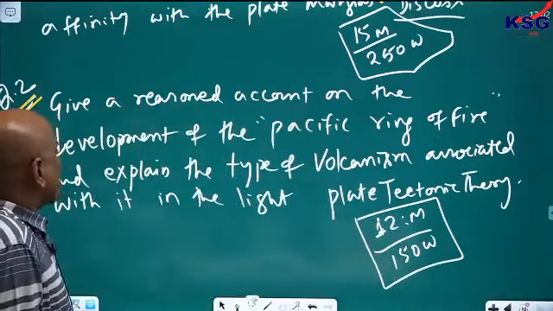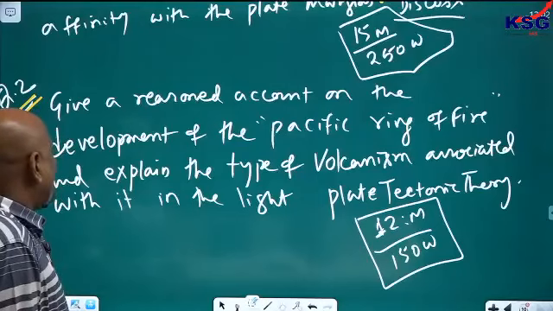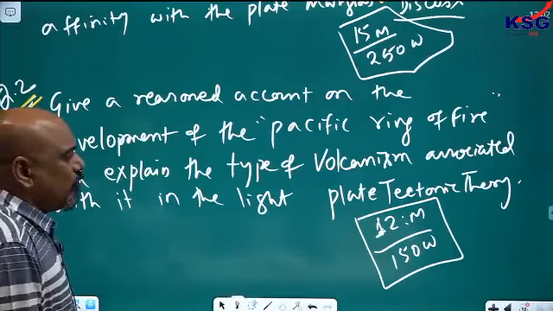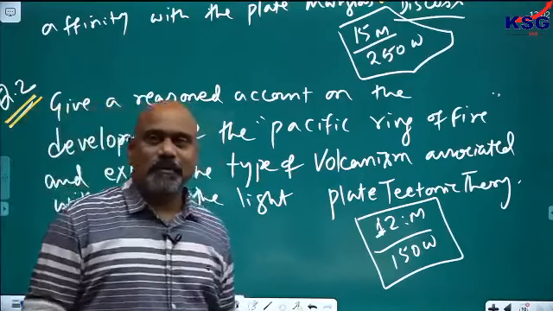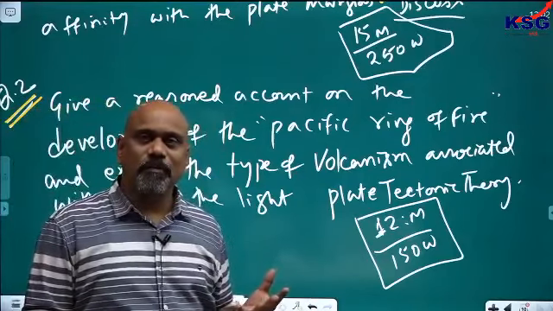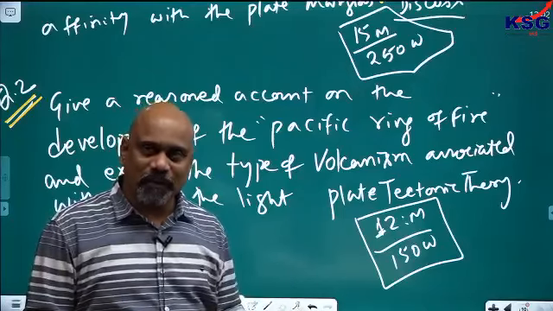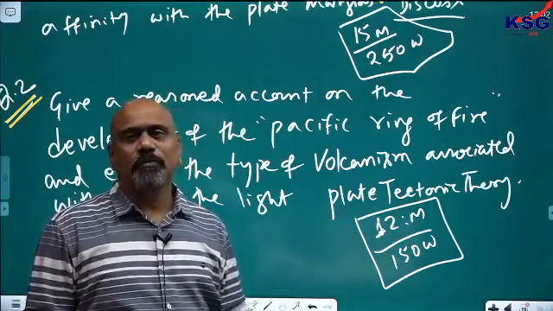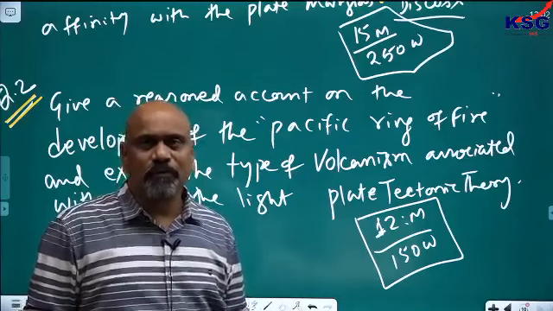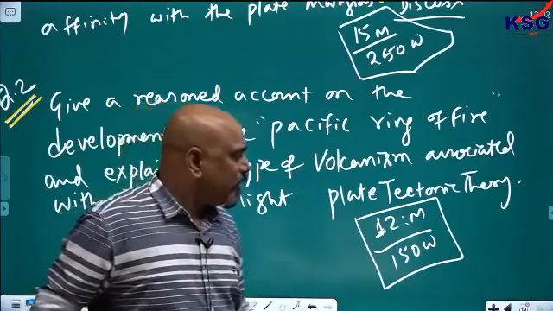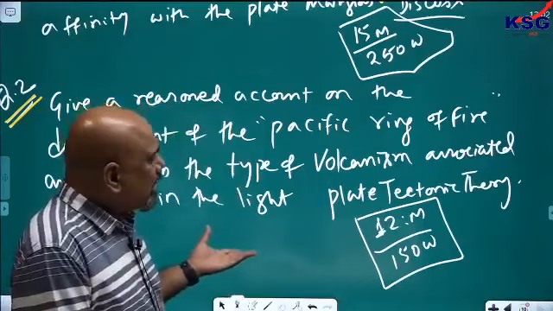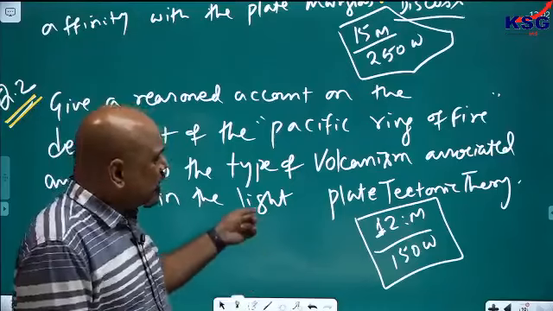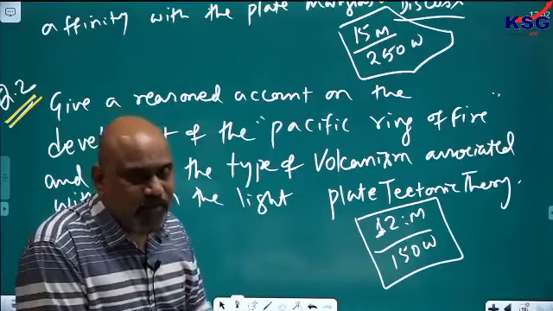Give a reasoned account on the development of the Pacific Ring of Fire and explain the type of volcanism associated with it. Whether it is explosive type of volcano or silent type of volcano. Whether it will form dome or cone type of volcano. What type of eruption? Acidic lava or basaltic lava? If it is, then how? So, you have to see divergence and convergence, both. You need to explain on this.